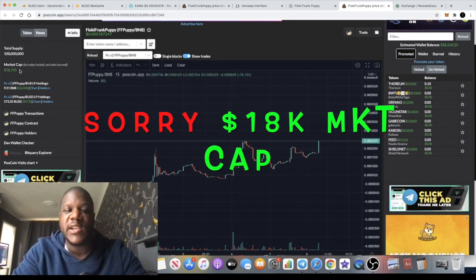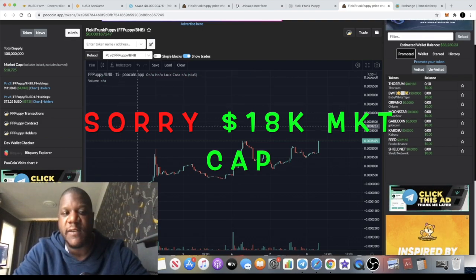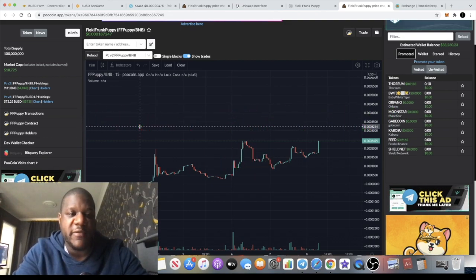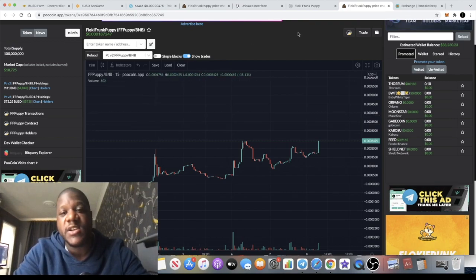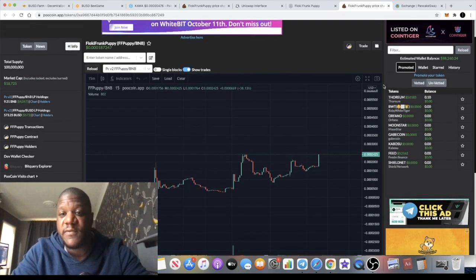Now, it's only $18 million market cap, if this is correct, because PooCoin doesn't always get things absolutely correct. It's not even on your CoinGecko or your CoinMarketCap or anything like that yet. So just imagine the kind of exposure that this can get because of the back of the Elon Musk tweet. The fact that it's genuine, for those who know how to read code, you can go and check out the code on this and find out that it's genuine.